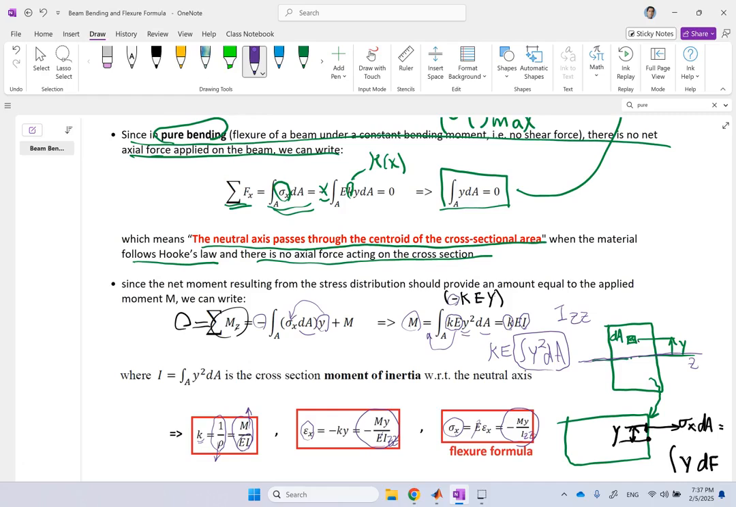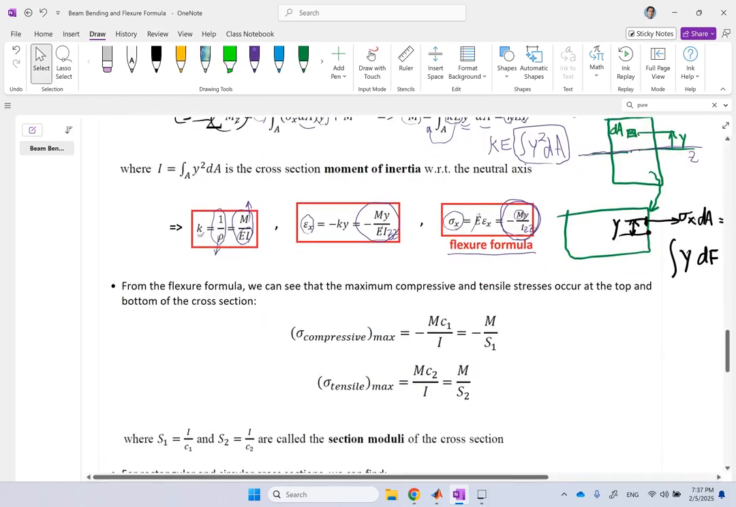And this formula, this last formula, is the most important formula in this lecture. The normal stress at location Y with the moment M and the neutral axis to be the z-axis is negative My over IZZ. That is called the Flexure formula. That is the most important formula which shows stress inside a beam under pure bending. Okay, that is the most important thing.